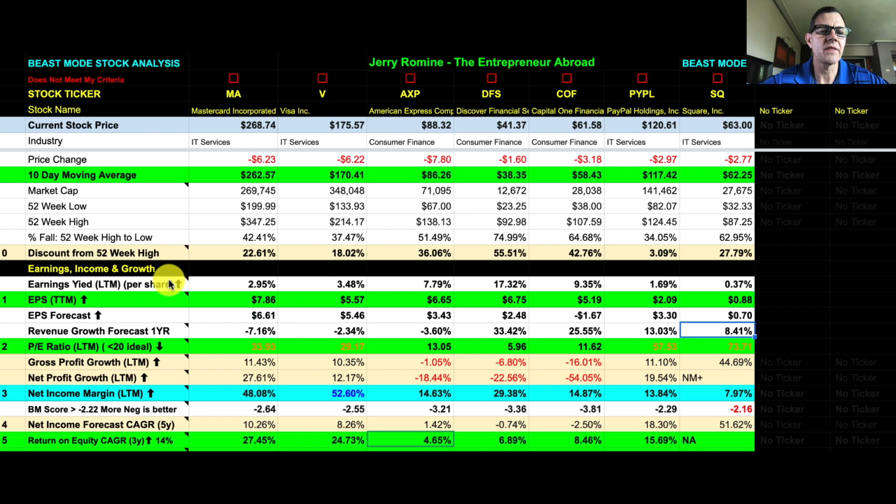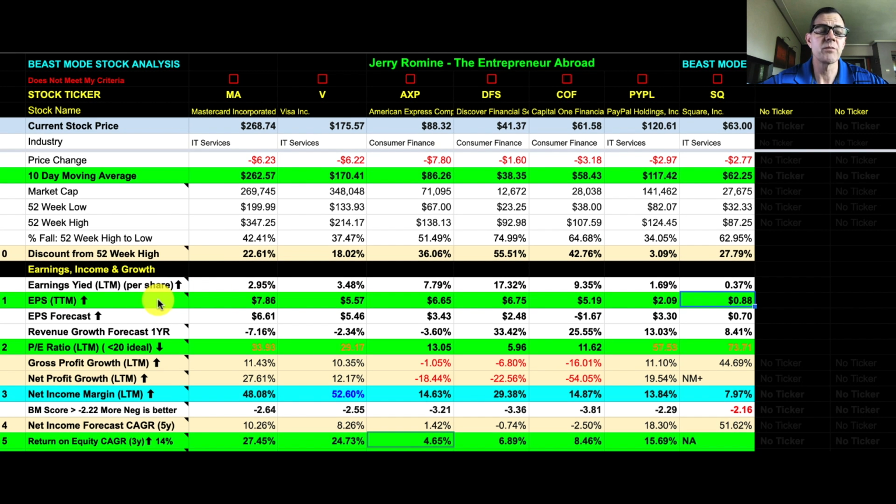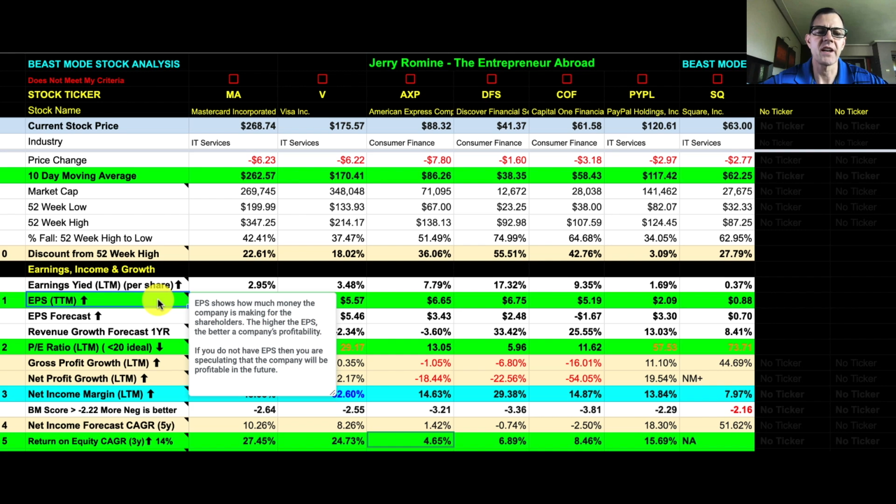We've got the earnings yield, and the earnings yield is the earnings per share for the last 12 months divided by the current market price per share. The earnings yield, which is the inverse of the PE ratio, shows the percentage of how much a company earned per share. Earnings per share is something important that everybody looks at, and earnings per share shows how much money the company is making for the shareholders. The higher the earnings per share, the better a company's profitability.